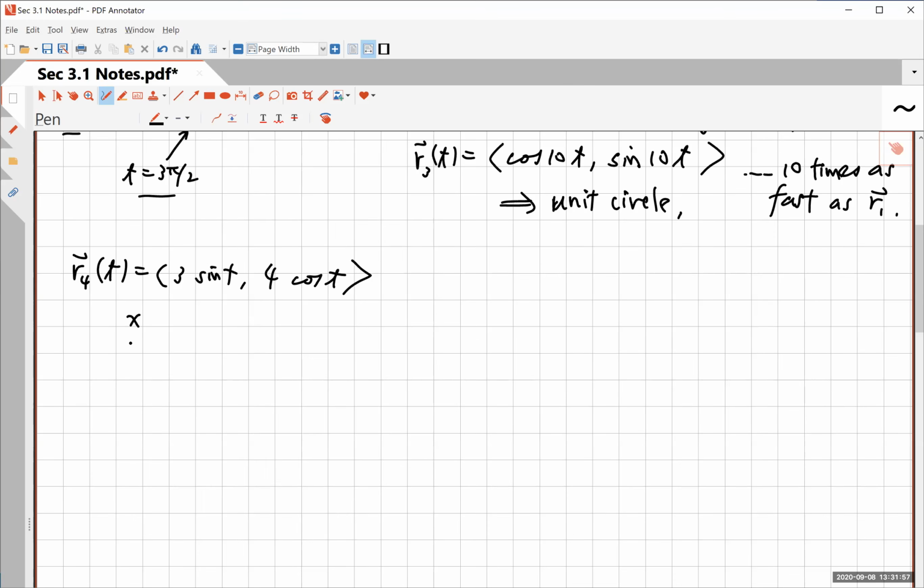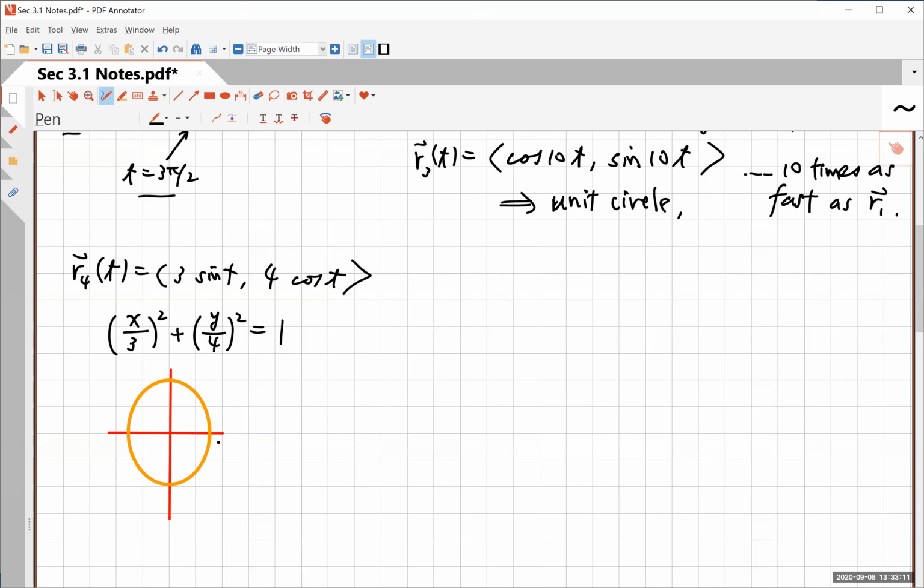I hope you can see that x divided by 3 is sine of t. So if you square that, it's sine squared of t. And if you divide y by 4, that's cosine of t, and square that. So the sum is equal to 1, right? And now you can tell what kind of object this is. It is a conic section.